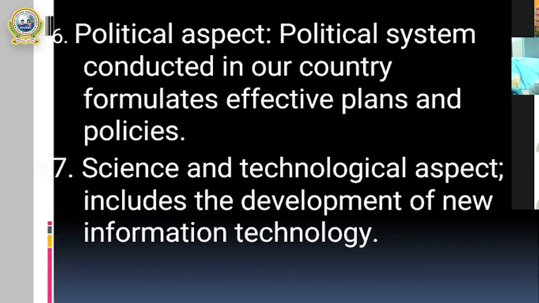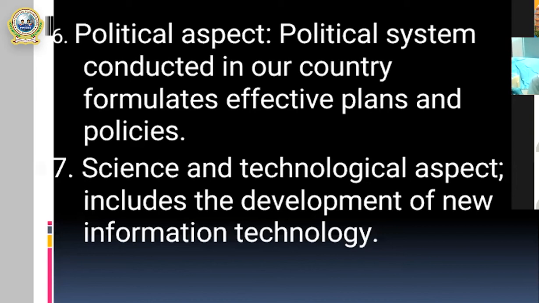Yes, so that is the science and technological aspect. You can see on the screen also. It includes the development of new information technology. For new information technology, you can take the example of our online class. This class is possible because of new information technology. As well, the science and technological aspect also helps to discover new medicines and to diagnose different types of disease.